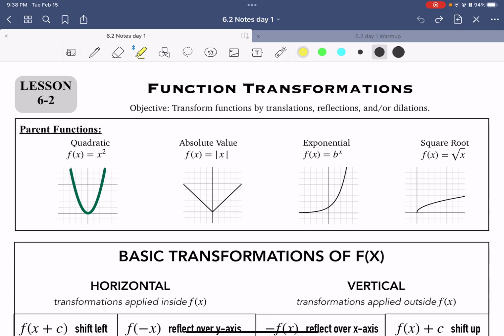Welcome to the notes for 6.2. This is the first of two videos. We are going to spend 2 days on this lesson 6.2, and so I'm going to do the video in two parts.